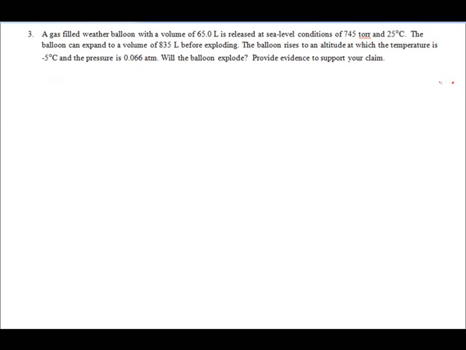Okay, so this looks like a problem where temperature and pressure are going to change. So this is not an ideal gas law problem. It's a combined gas law problem. So what we want to do is look at, we're starting with 65 liters, so I'm going to put 65 up here, and 745 torr. So this is pressure. The torr is the same as millimeters of mercury. In 25 degrees C, 273 and 25, let's get that in Kelvin, that'd be 298.